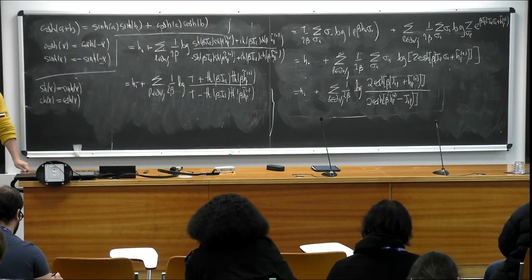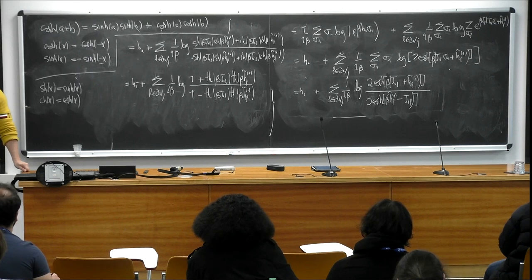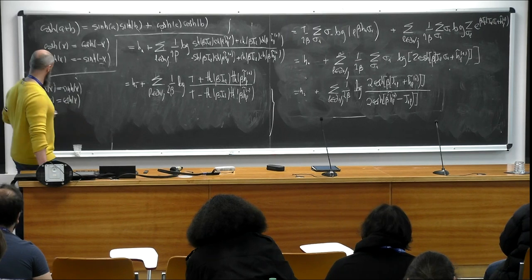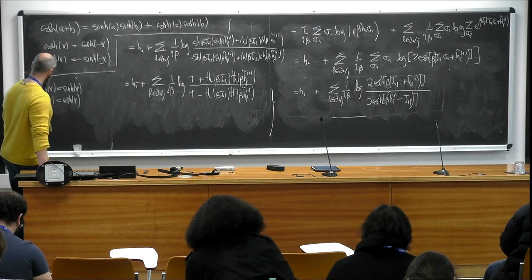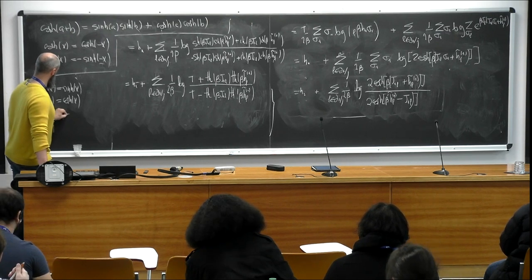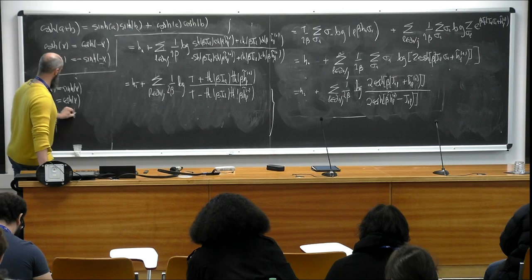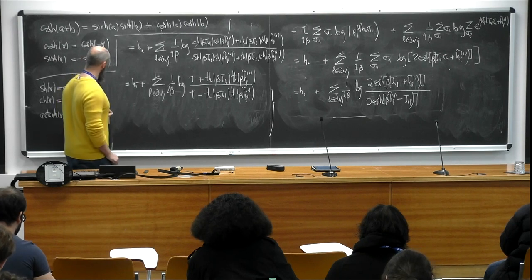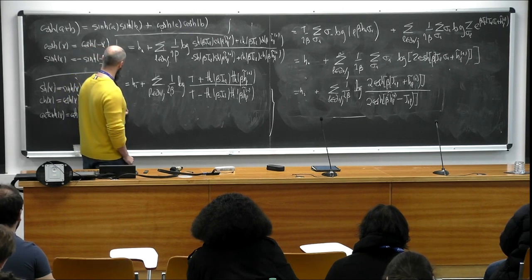Are you with me? And then I need to remember one more formula, which is the arc hyperbolic tangent. The arc hyperbolic tangent of x, which I'm going to denote as ath, is equal to 1/2 of the logarithm of 1 plus x divided by 1 minus x. Yeah?